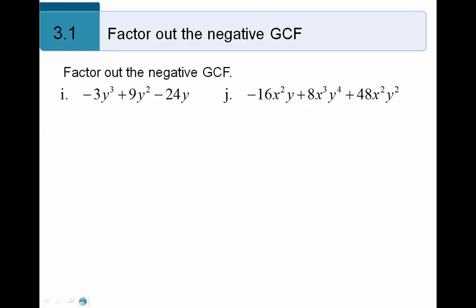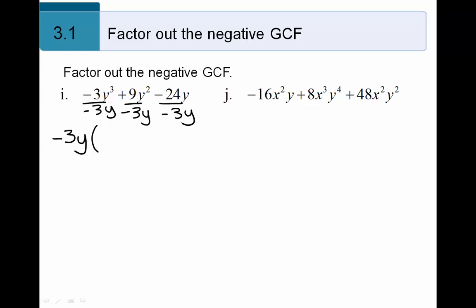So notice in I, the leading term, negative 3y cubed, the leading coefficient is negative. So the GCF of 3, 9, and 24 is 3. But since the leading term is negative, we're going to factor out a negative 3. And then we also have to factor out a y. So we'll divide each of these by negative 3y. So it's going to change the signs of each of the terms of the factor that's inside parentheses.